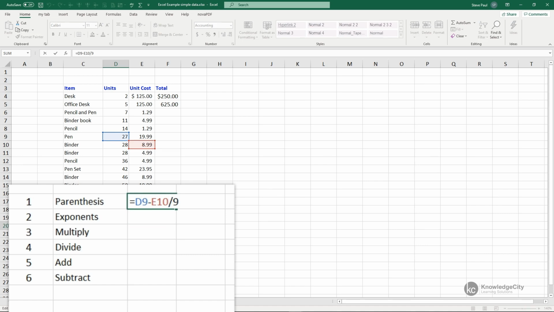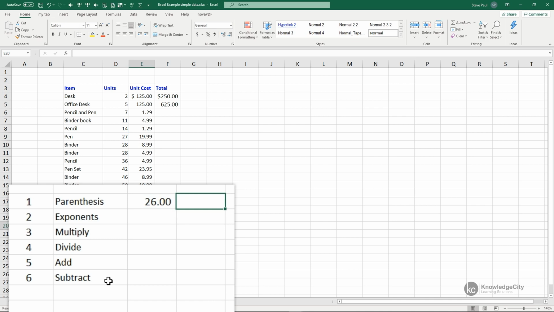So the way that Excel would do this formula is according to the rule here. First thing we see here is a subtraction operator, subtraction. That's the last thing it's going to do. But then we see a divide over here, and it's going to divide first. So it's going to divide this first, and then it's going to subtract by this value. So if we hit enter, we get this one right here.